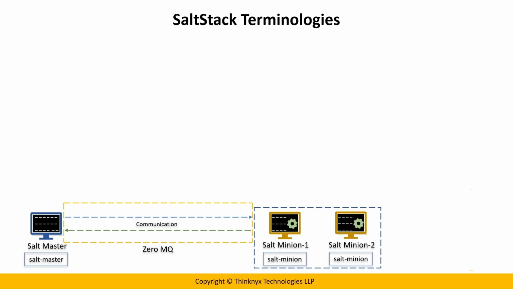Because 0MQ is a library and not an independent service, this functionality is available in the Salt Minion daemons natively. The Salt Master communicates with the minions using an AES encrypted 0MQ connection. Communication is done over TCP ports 4505 and 4506, which need to be accessible on the master server only.